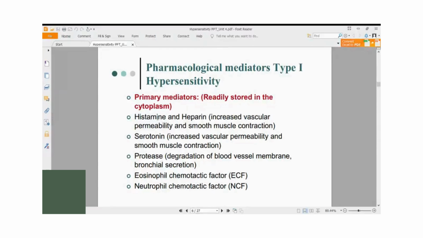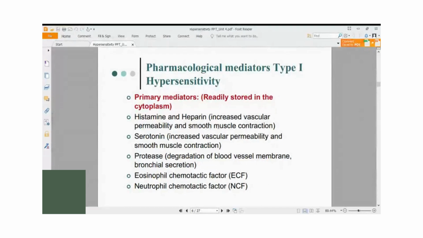So what does histamine do? Histamine and heparin, they increase the vascular permeability. That means the blood vessels become leaky and more amount of plasma will ooze out of the blood vessels, and I had used this word of vasodilation and capillary permeability in inflammation. Remember, type 1 hypersensitivity will also cause inflammation in the area where the allergen is in contact or where the allergen is in abundance. Then the smooth muscle contraction takes place.